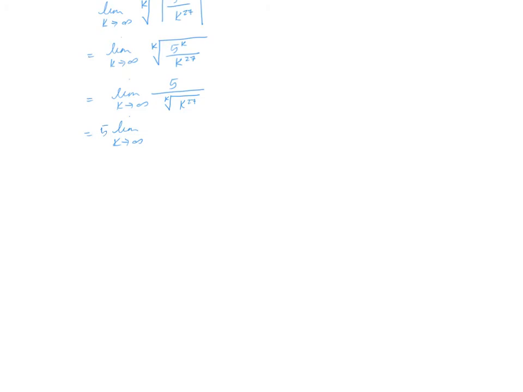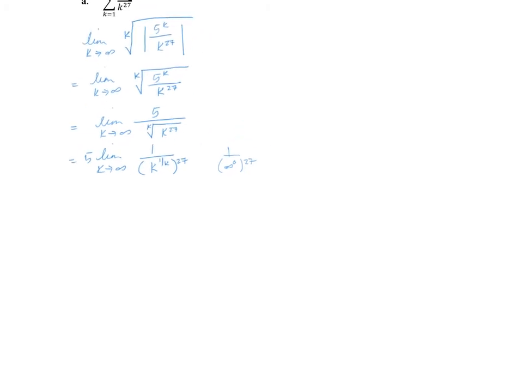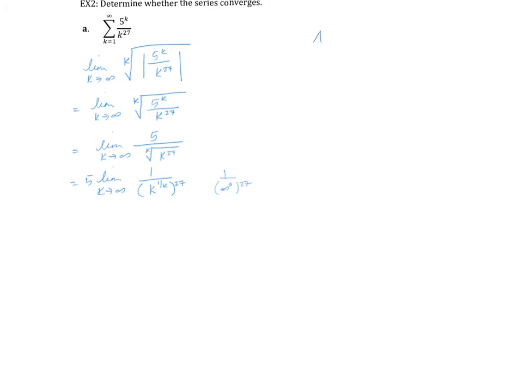Oh, here, why don't I just bring out the 5? And I'm going to write this as k to the 1 over k to the 27 power, just so it's easier to see. So notice as k goes to infinity, this is actually 1 over infinity to the 0 power. And infinity to the 0 power is indeterminate. That tells me that I need to do something more. So what I can do is just take the limit. I'm going to do this off to the side. I'm just going to look at the limit as k goes to infinity of k to the 1 over k.